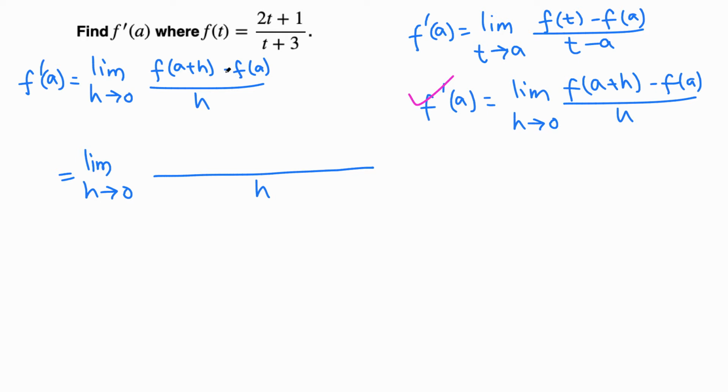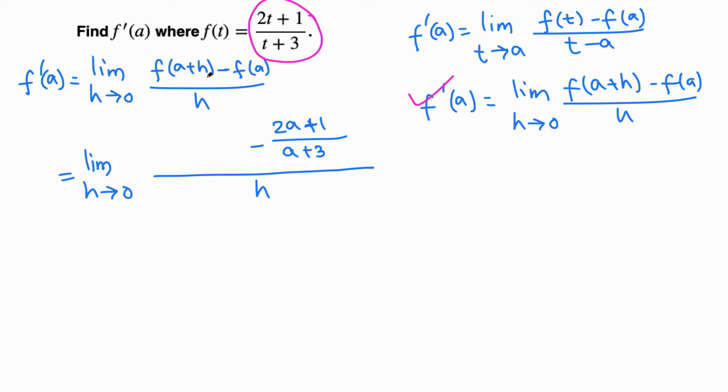On the top, we need to find what f of a plus h is and what f of a is. So this is f of t. Looking at this function, when the input is t, we get 2 times input plus 1 over input plus 3. So this is kind of easy now. The second part, minus f of a, means this t is now a, input a. We simply replace t by a. So this is (2a + 1)/(a + 3).